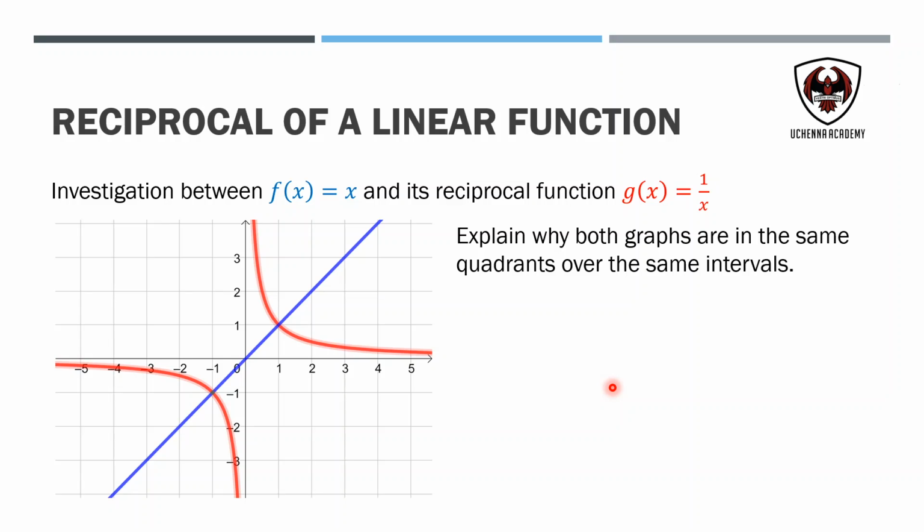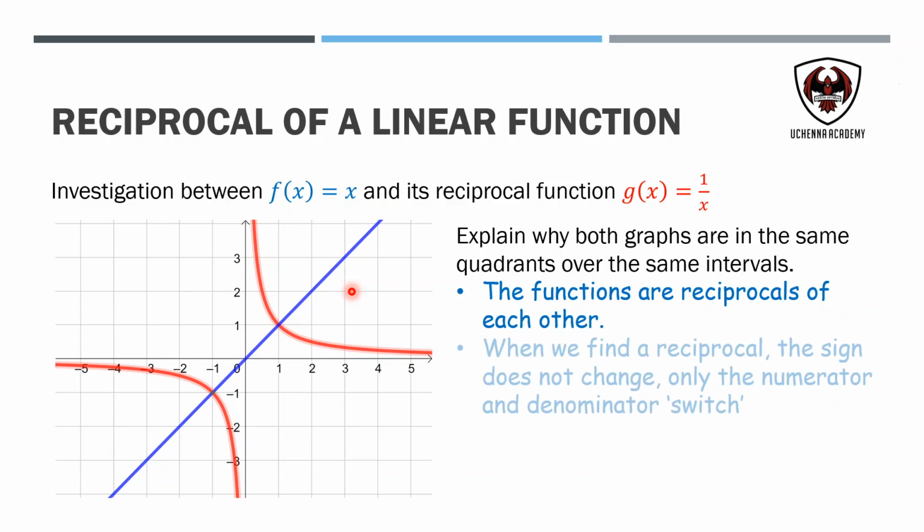maybe we can start off by looking at that both graphs are in the same quadrants over the same intervals. So to the left of the y-axis, both graphs are below the x-axis, and to the right of the y-axis, they're above the x-axis. So they're kind of in the same quadrants. And we can make sense of that because the functions are nothing more than reciprocals of each other.